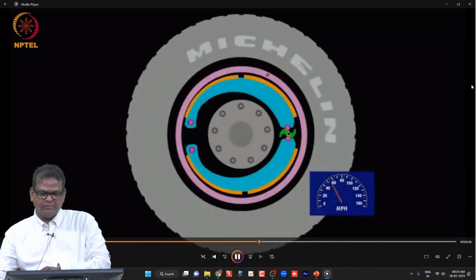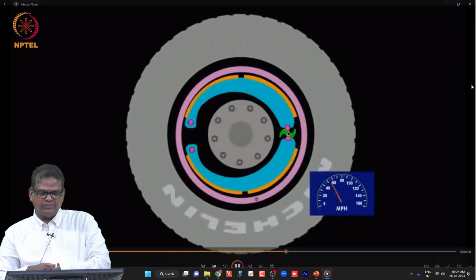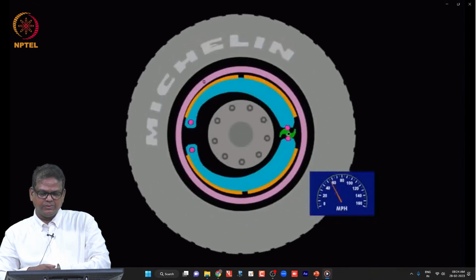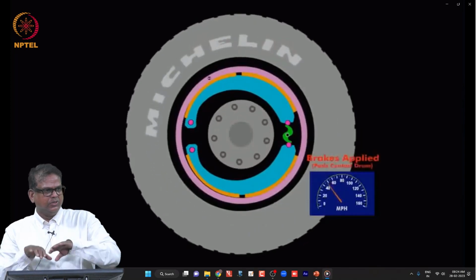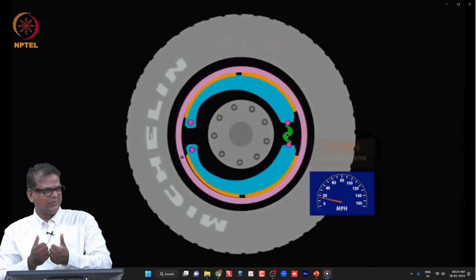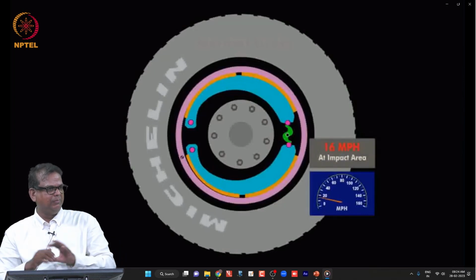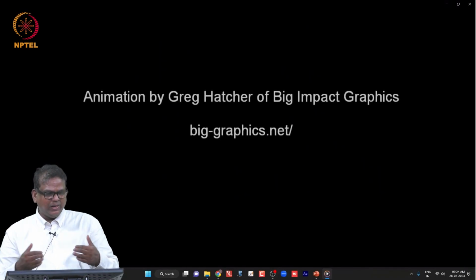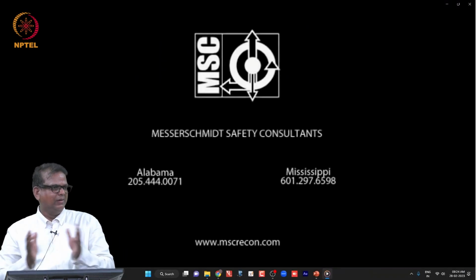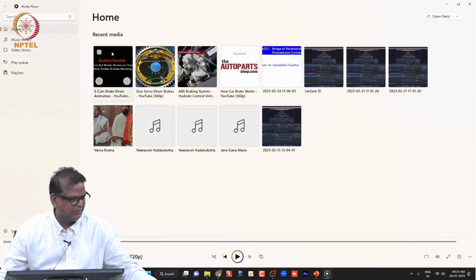This is a normal one. And the moment you apply the brake, you can see what is happening here. So you have equal forces, right? You can have equal forces so that it will be more stable, and not only that, the wear rate between the two brake shoes will be linear. Okay, so those are the videos taken.